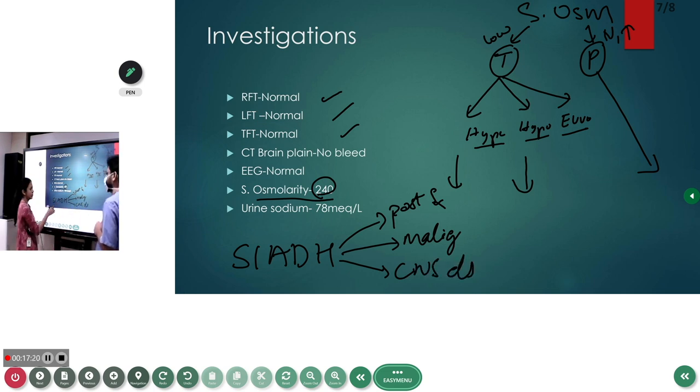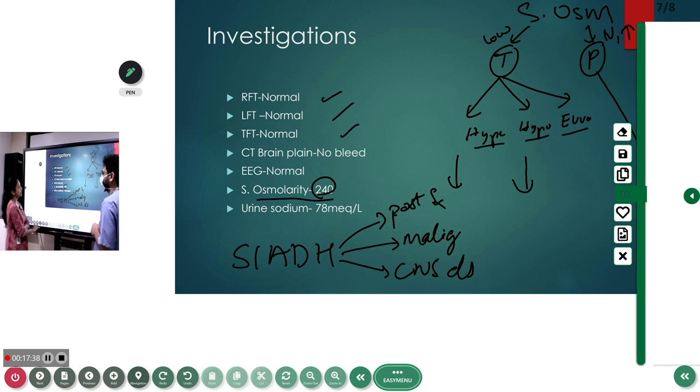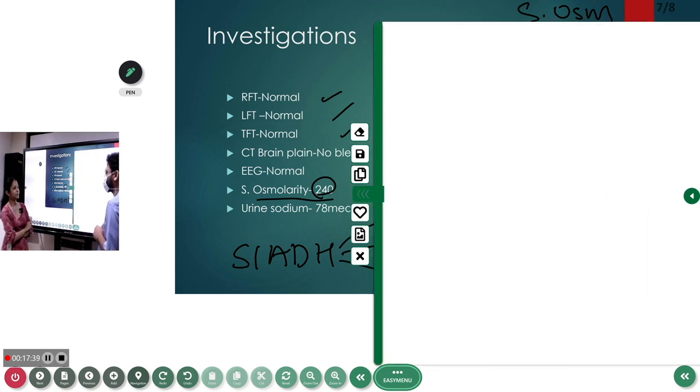Then post surgery complication, or she is having a tumor. If it is a malignant tumor, then there is a chance of SIADH. Then any neurosurgical procedure or any CNS disease can cause SIADH. So this many things are there. So she is on for SIADH. Then the repeat sodium was 108, and SIADH was also our most probable diagnosis. So we started the patient on tolvaptan.